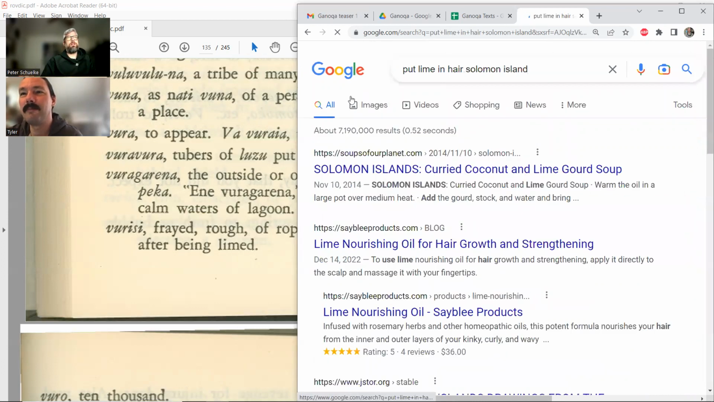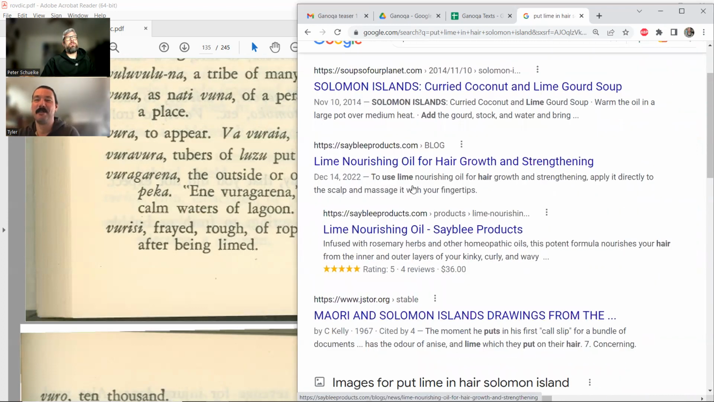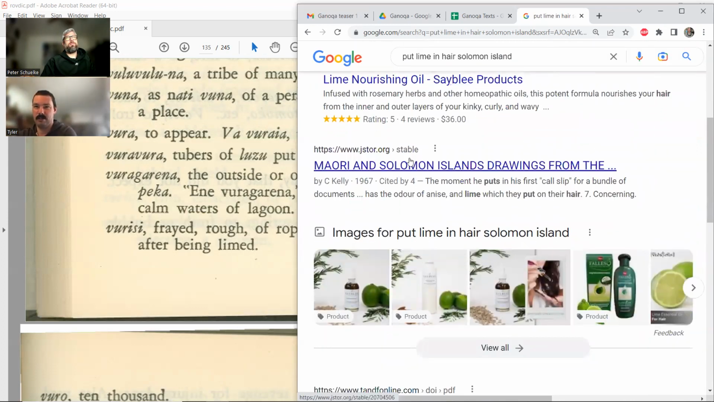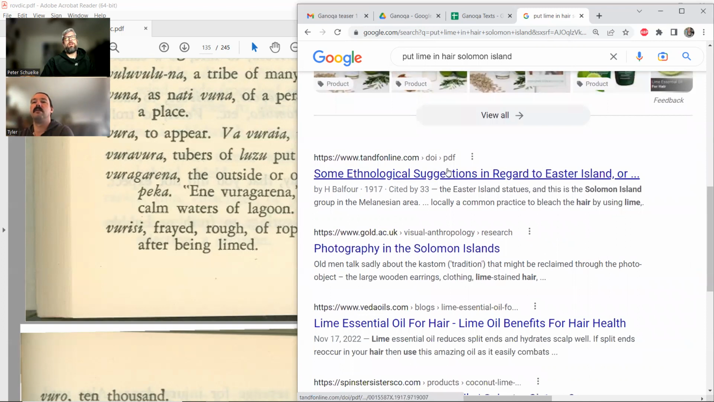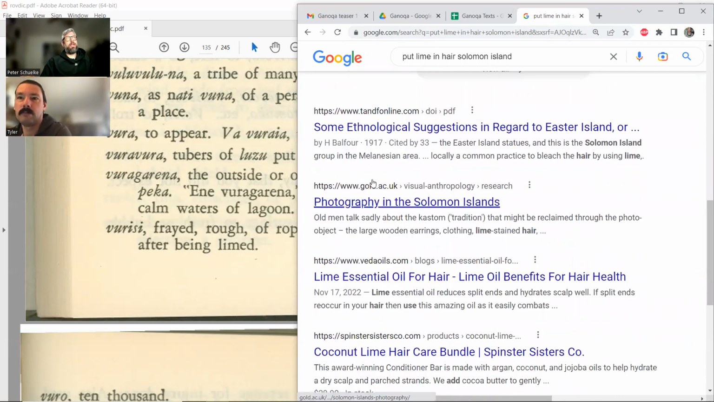It's helping us. Curried coconut and lime gourd soup. Okay, so it's not a. Some ads up top. Never mind though. Okay, had the odor of anise and lime, which they put in their hair. We're not going to bother looking at that. All right. Locally common practice to bleach the hair using lime. All right, this is Easter Island, published in 1917. So this is a somewhat common thing in Oceania. Lime stained hair. We're getting it.